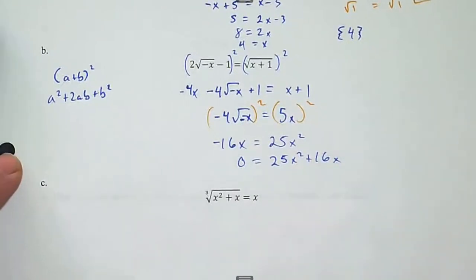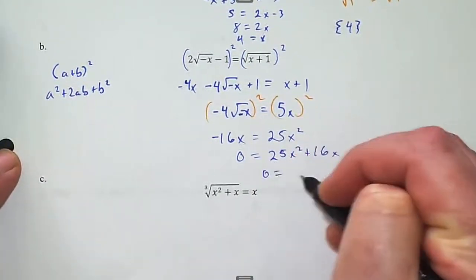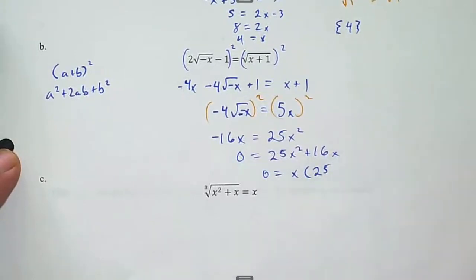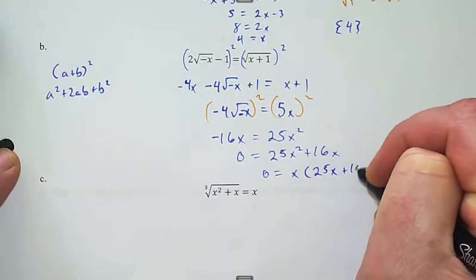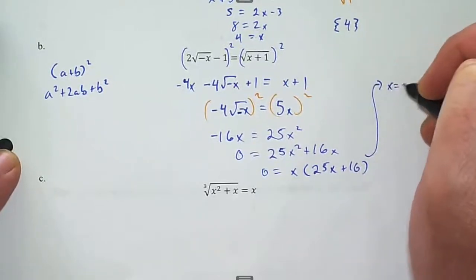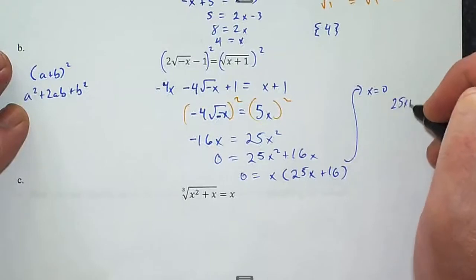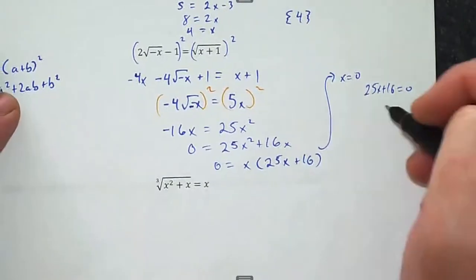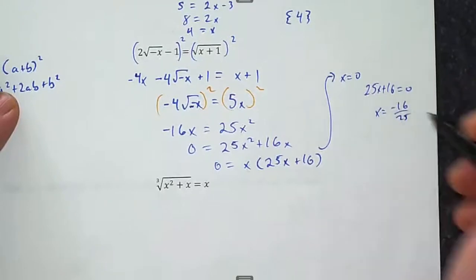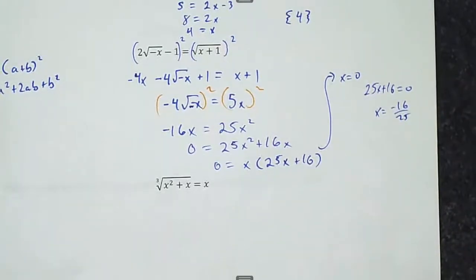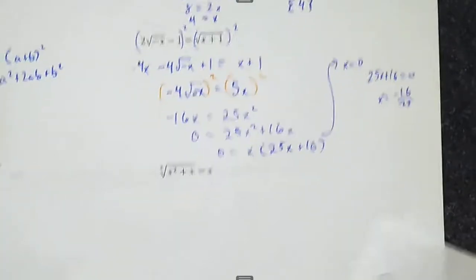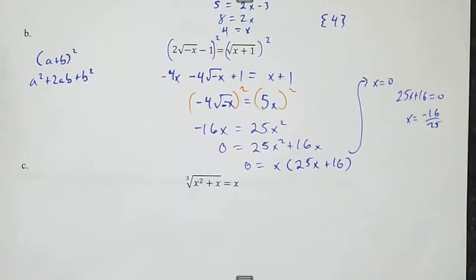And I can factor out an x. And then if I set each factor equal to 0, we get x equals 0 and x equals negative 16 over 25. But we got to check them. You can pretty much immediately rule out one of those two answers. Which one? Which one of these definitely does not work?